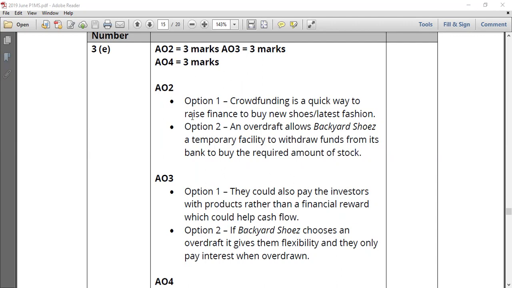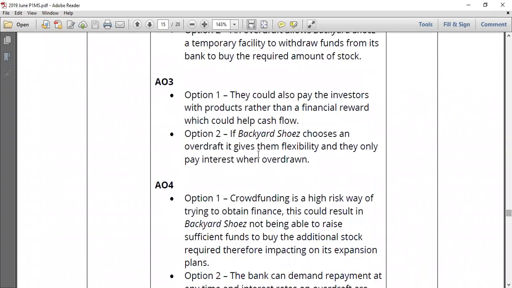Let's say you talk about crowdfunding. Crowdfunding is a quick way to raise finance to buy shoes of the latest fashion. So the application part here is a quick way to raise money to buy shoes for men and children, right? So that's the first application point. To get the analysis point as a result, same option: they could also pay the investors with products rather than the financial reward, which could help cash flow. So you can answer with another point, the analysis point. You can see that Backyard Shoez can pay their investors, the small crowdfunding investors, with their products rather than financial reward, which could help their cash flow.